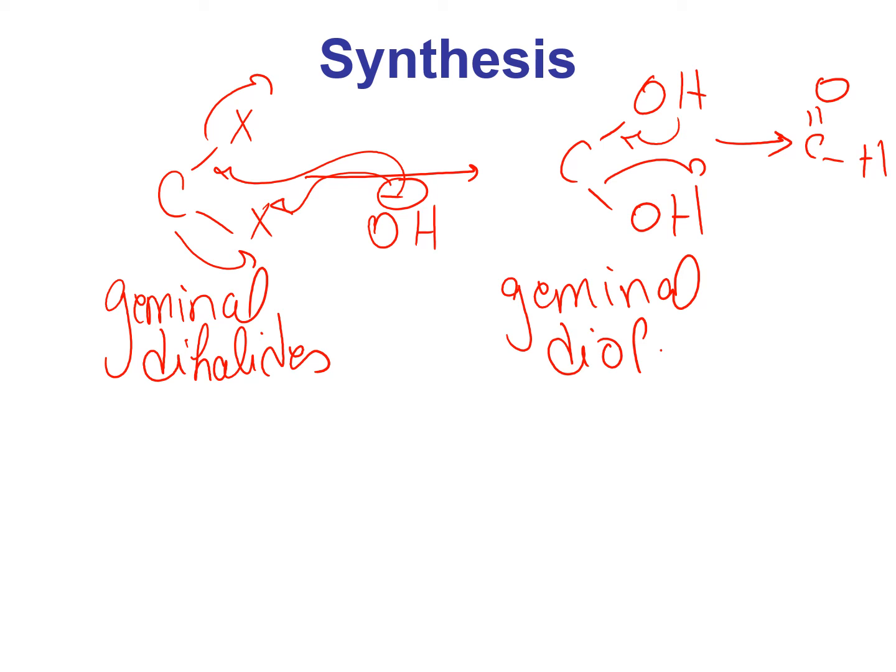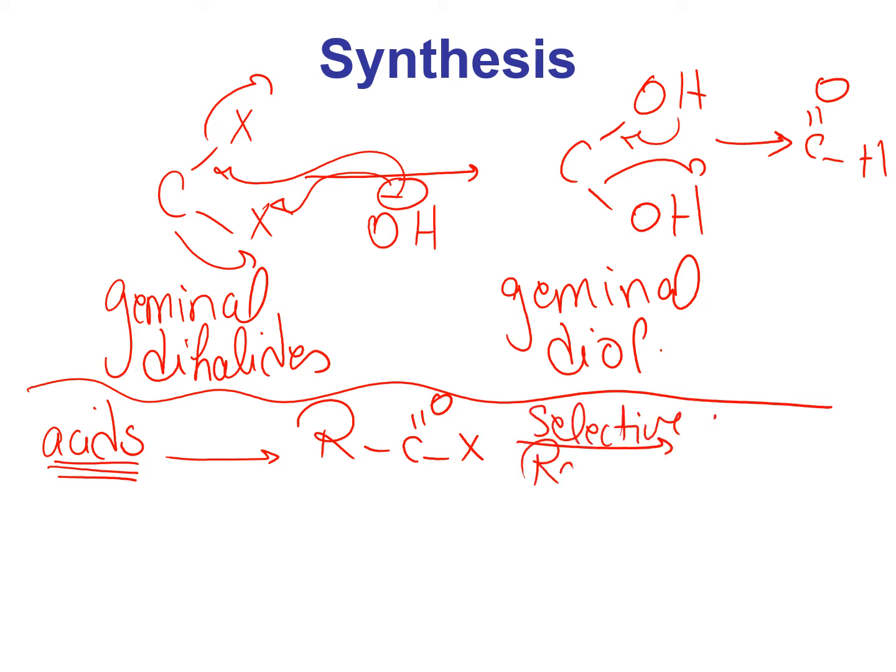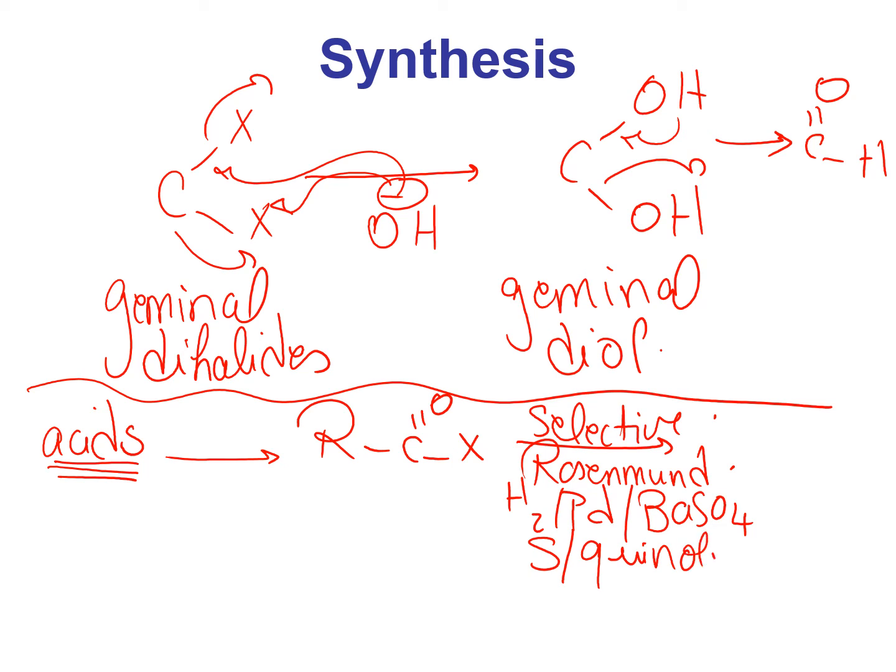Finally, you can prepare them by reduction from acids and acid derivatives. From acids, you can reduce the acid derivatives such as the acid halides. You have a selective reducing agent which is the Rosenmund, where you use hydrogen, palladium, barium sulfate as a poison for the catalyst, sulfur and quinoline. The hydrogen and the palladium is a regular catalytic reducing agent, catalytic reduction. However, when you poison the catalyst using barium sulfate, sulfur and quinoline, you can stop at the aldehyde.